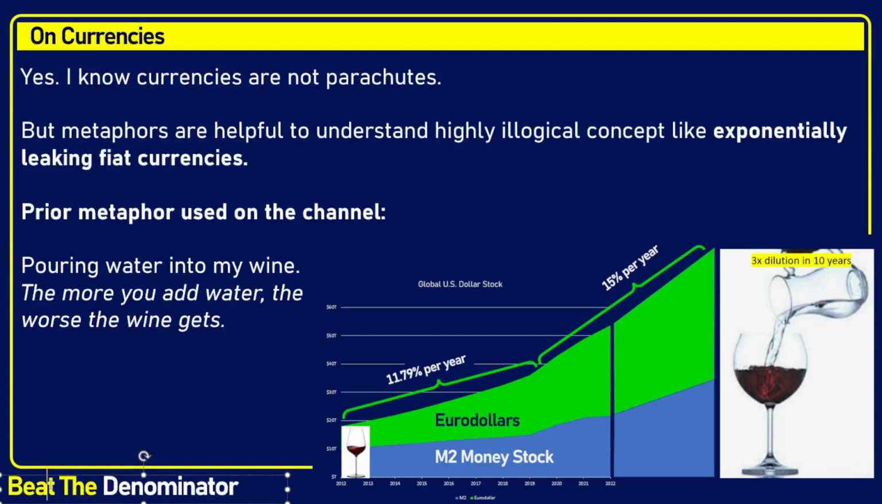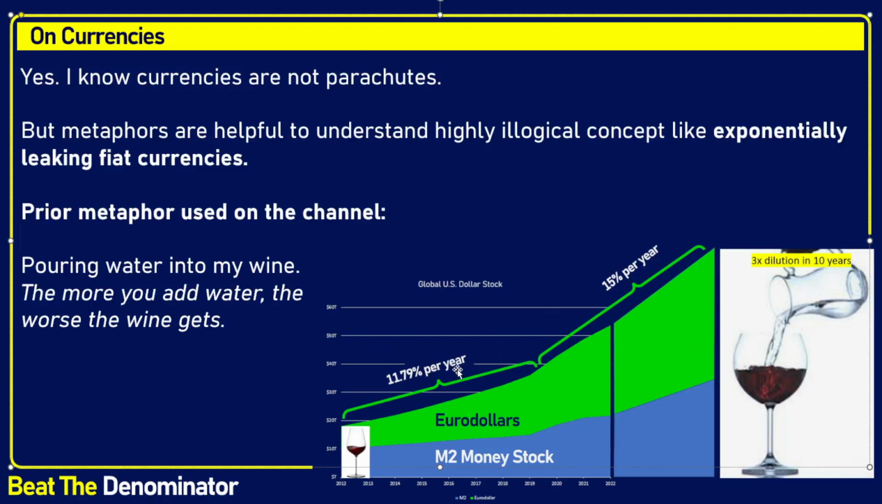This channel is named Beat the Denominator. It's all about making sure that one's investments outpace the devaluation of the money and the devaluation of the fiat currencies around the world. Currencies that are leaking, right? Just about everywhere. And so a prior metaphor that I've used on this channel was the whole pouring water into wine. Don't put water into my wine was a video I made a few months ago.